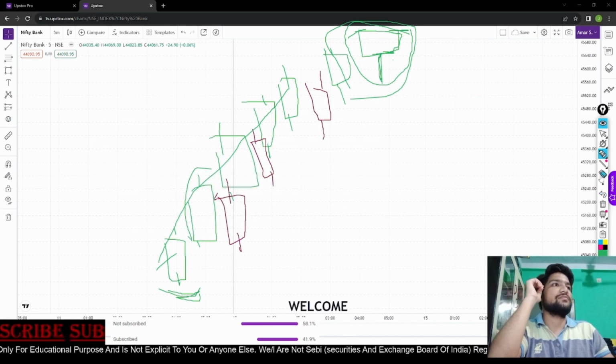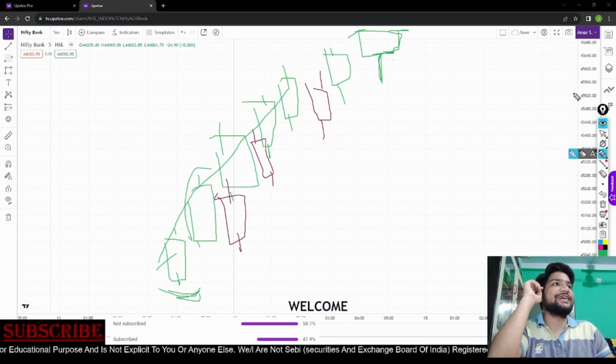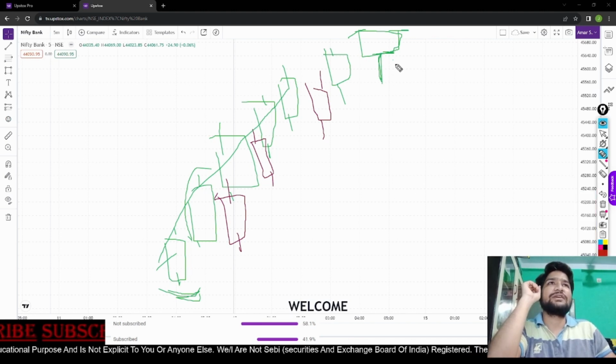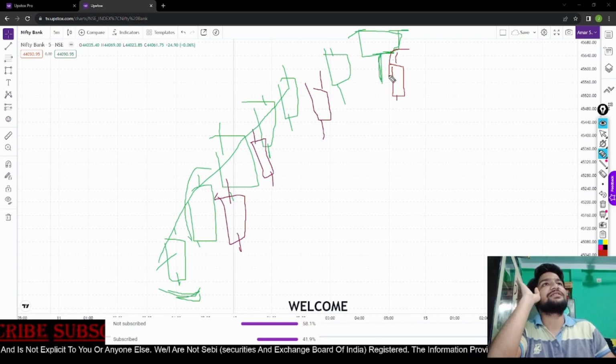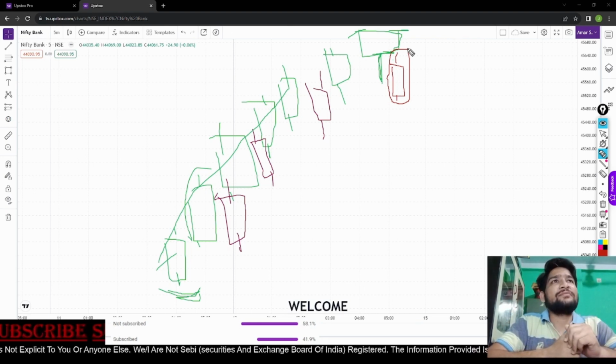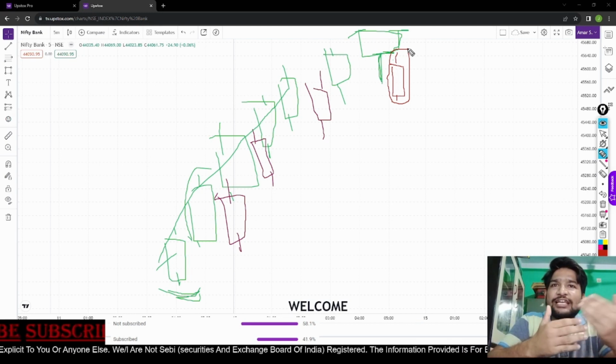Suppose after this green candle, a red candle forms, right? A red candle forms, and it breaks the low of the hanging man candle, and it forms a strength candle, and the sellers are able to form a strength candle. So at this particular point, what we can observe is that the sellers are gaining control.